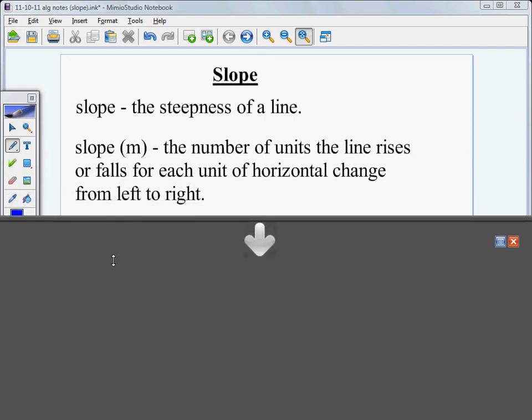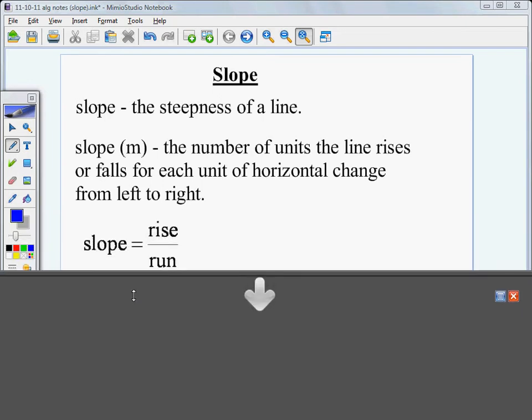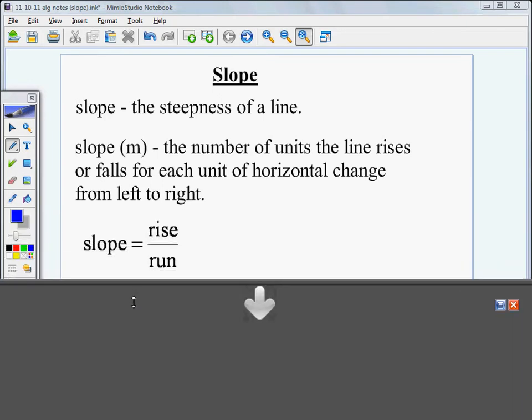A slope, which we use the letter M to represent in math. So when you see the letter M, that stands for slope. A slope is the number of units that a line rises or falls for each unit of horizontal change from left to right. Sometimes you'll refer to slope as the rise over the run.